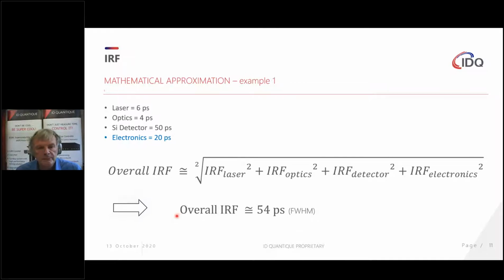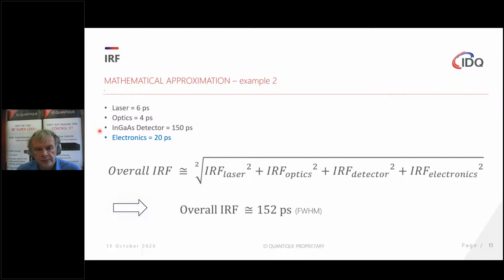Now, what would happen if you had timing electronics with only a 4 picosecond jitter? Then your overall IRF would be, say, 51. So it doesn't really make much difference, because it's the detector that's your limiting factor. This is for silicon, for visible wavelengths. It's even more pronounced when you go to infrared.